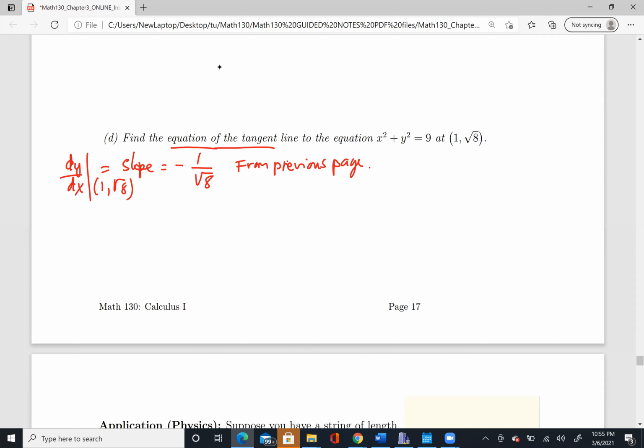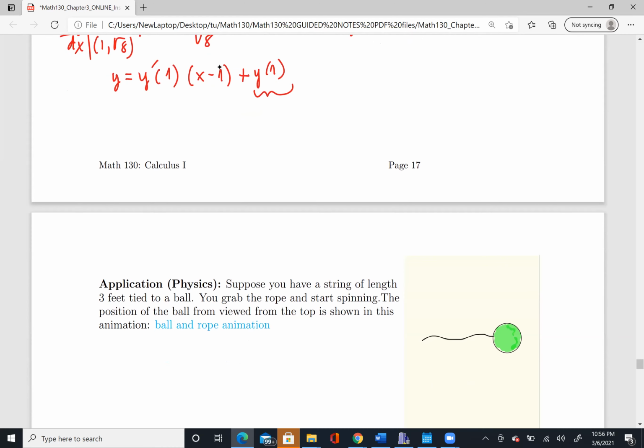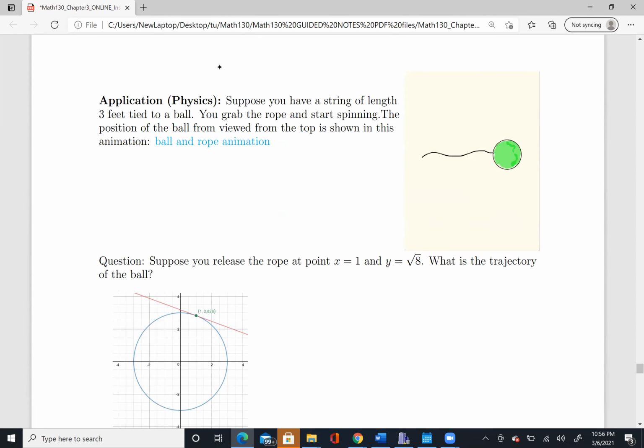And then you're just going to use the formula y equals y prime at x1 times (x minus x1) plus y1, and try to figure out what goes in each place. For y prime I have it already, and what is y1? Just think about it. This is given already, so that is my hint for you: try to figure out what you're going to put in easily. Okay, so let's move to the application over here.